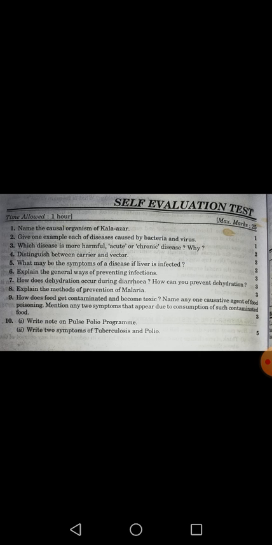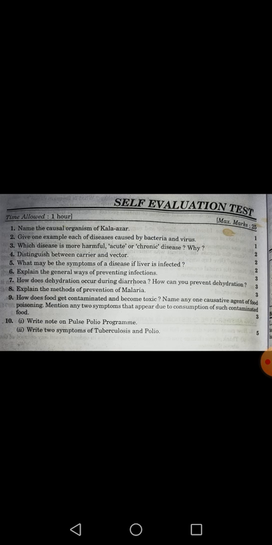And in a clean environment, mosquito breeding will not have a breeding ground, and neither will house flies, so we can prevent ourselves. So these are the three different ways by which we can prevent ourselves. Now the next question, how does dehydration occur during diarrhea?